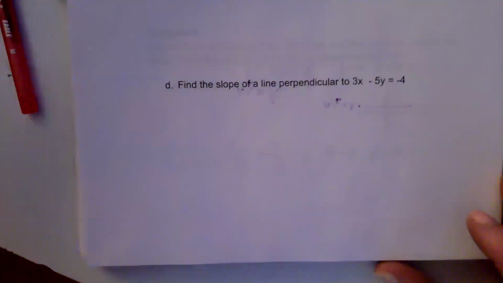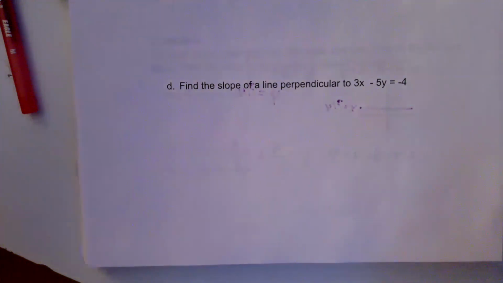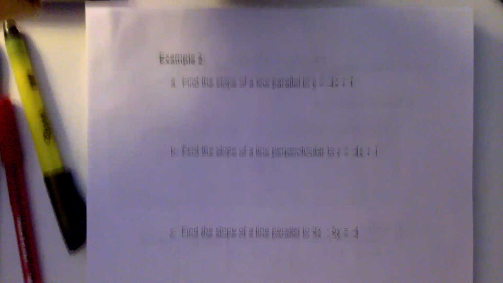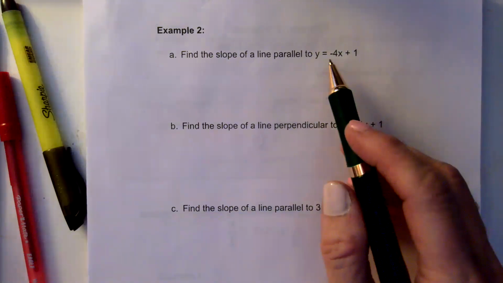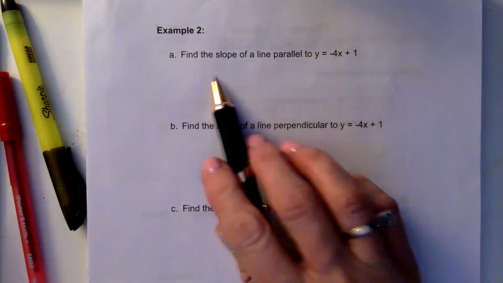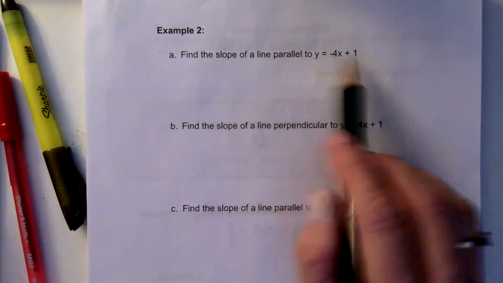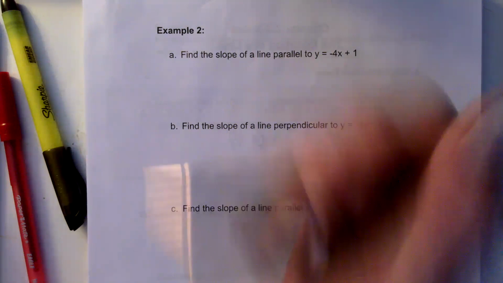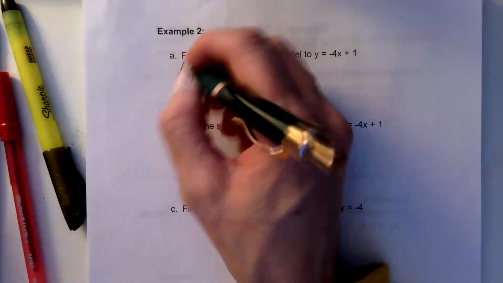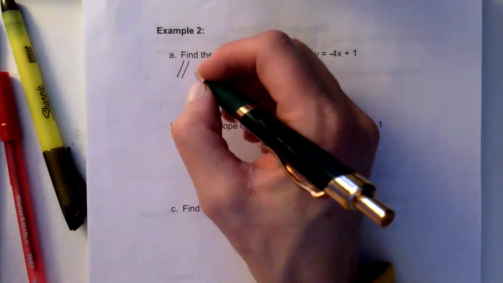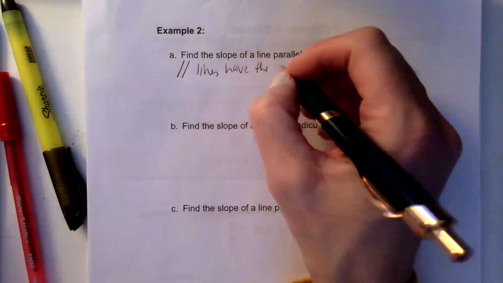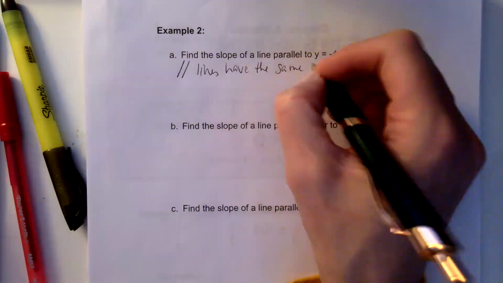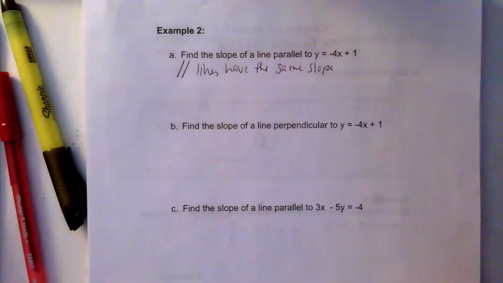Now, we can learn how to pull some things out of an equation of a line. So we've been given an equation of a line, y equals -4x plus 1, and it says find the slope of a line parallel to that. So what we know about parallel lines, and if we draw this right here, it says parallel. So parallel lines have the same slope. That's what we know.